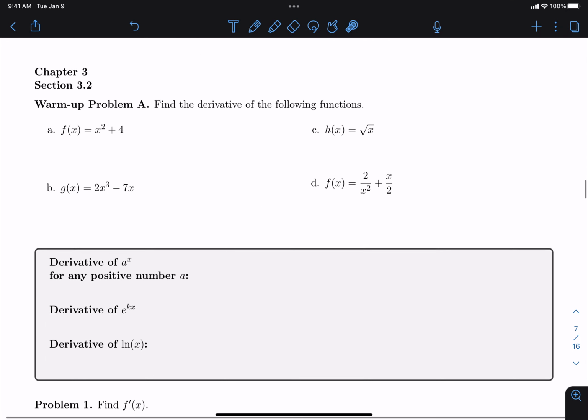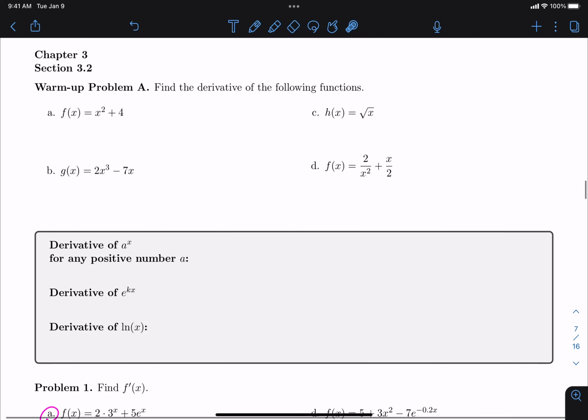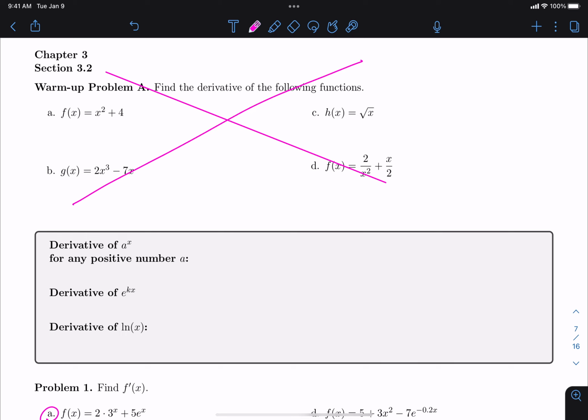Okay, so today we're going to talk about section 3.2. So we're going to skip the warm-up. We always skip the warm-up, almost always. And we're going to do some new rules. So the next 3 that we're going to learn are seen here on the screen.